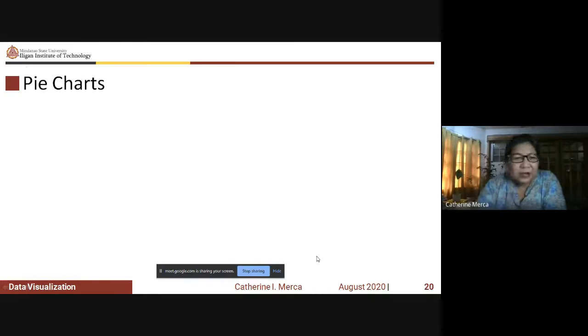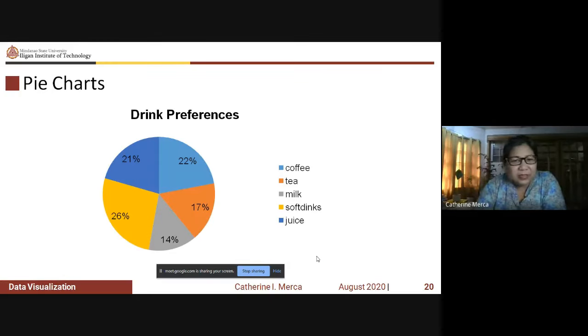Okay? Now, we have what we call your pie chart. This is an example of a pie chart. If you remember the table that we discussed earlier, the coffee drinkers, tea drinkers, that is what this pie chart shows. So if you take a look again, we have to write down the percentages on the pie so that it is clear. 21% and 22% are almost the same. So you have to write down the percentage on each pie to be able to identify the percentages.